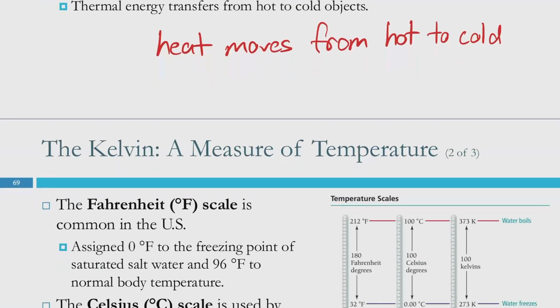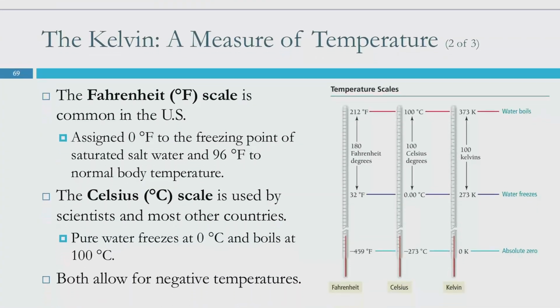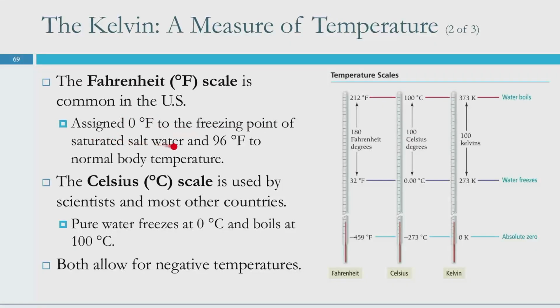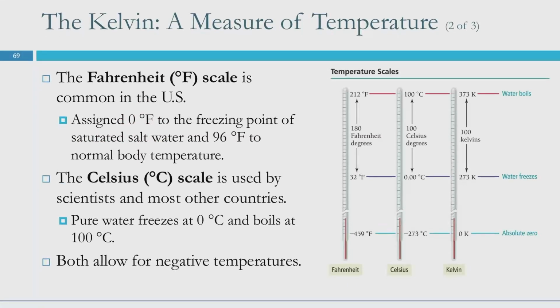Okay, so some of those temperature scales. We have the Fahrenheit scale, which has units of degrees Fahrenheit. That's typically what we use. 0 degrees Fahrenheit apparently was because of saturated salt water having a freezing point of 0 degrees Fahrenheit. 96 degrees Fahrenheit, somewhere in that range, is normal body temperature. The Celsius scale is used by most scientists and most other countries.